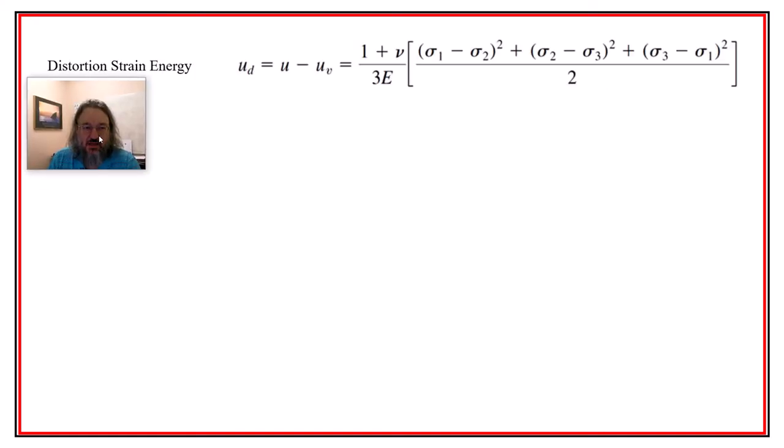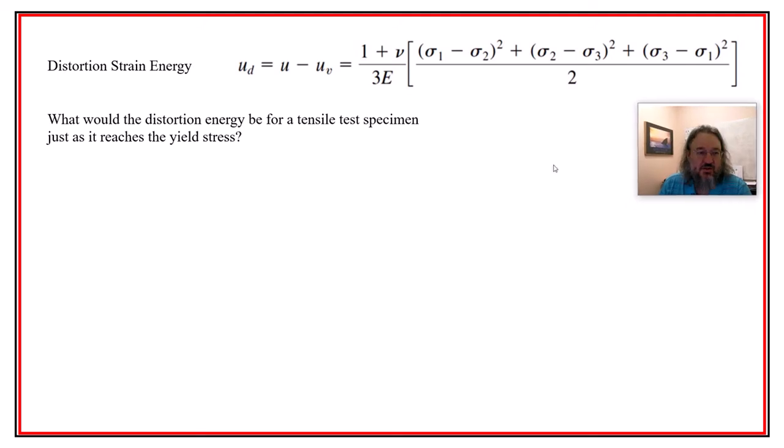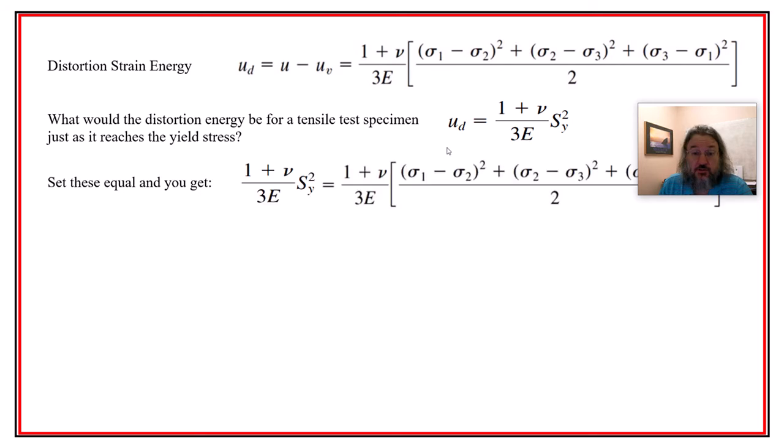All right, so here's the thing we just found repeated. Now let's make a comparison. What would the distortion energy be during a specimen test? There's only going to be stress in one direction, so let's say just sigma 1. If it's at the point of yield, we replace sigma 1, and only sigma 1, with the yield strength. This is the distortion energy at the point of yield in a simple pull test. Now set those two equal to each other.